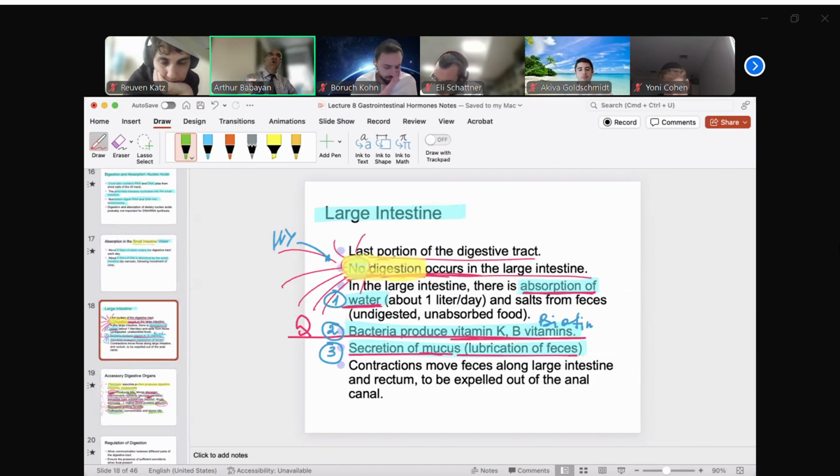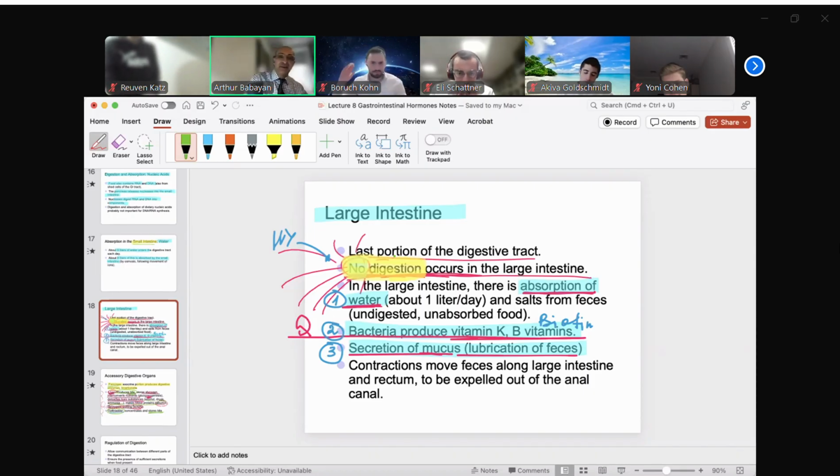Large intestine: no digestion occurs in the large intestine. It is the last portion of the digestive tract. But what happens there? First, mostly absorption of water. Second, bacteria produce vitamin K and biotin, vitamin B7. And third, it produces a lot of mucus. That will be secretion of mucus, which lubricates the feces. Guys, is it clear?